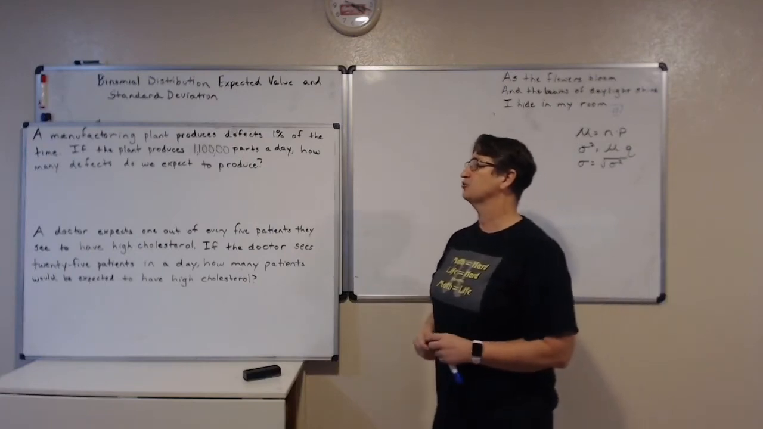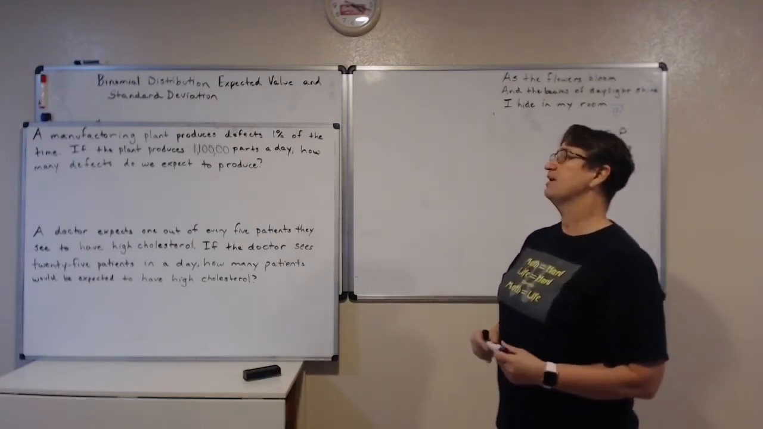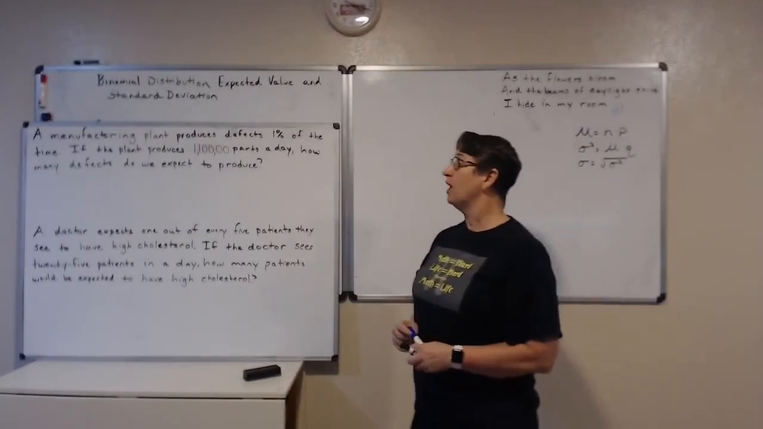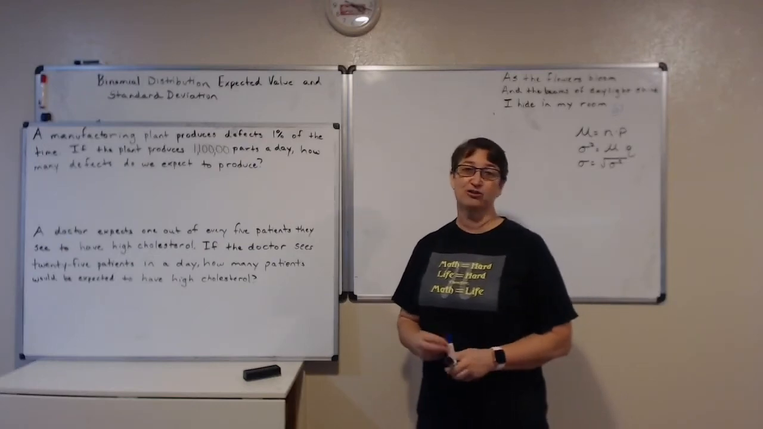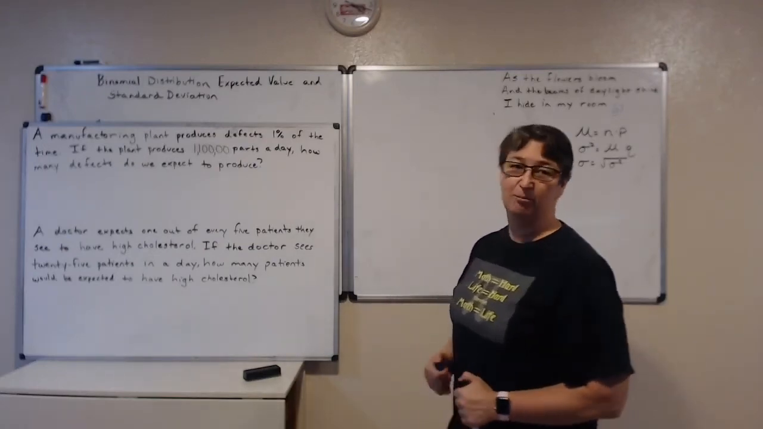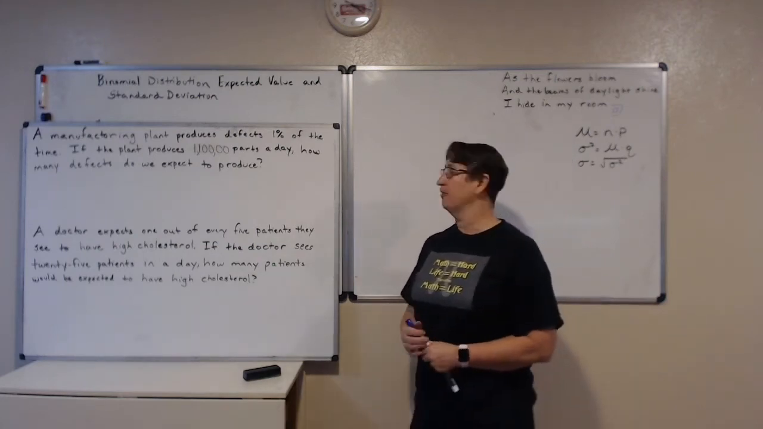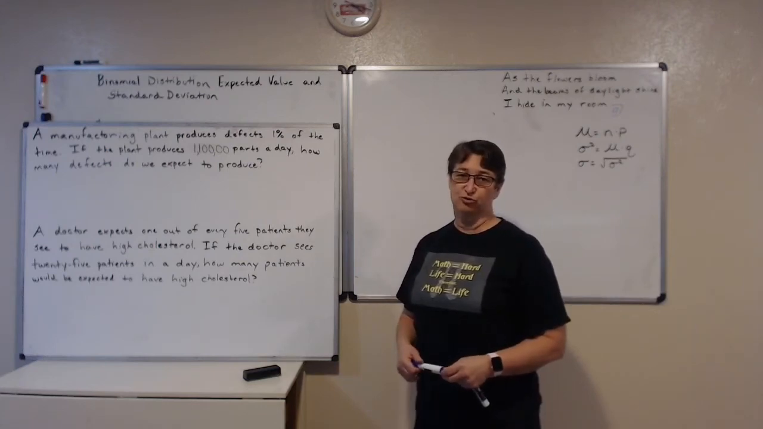A manufacturing plant produces defects 1% of the time. If the plant produces 1,100,000 parts a day, wow, they're really churning it out, man. Must be some easy part to spit out there. How many defects do we expect to produce?